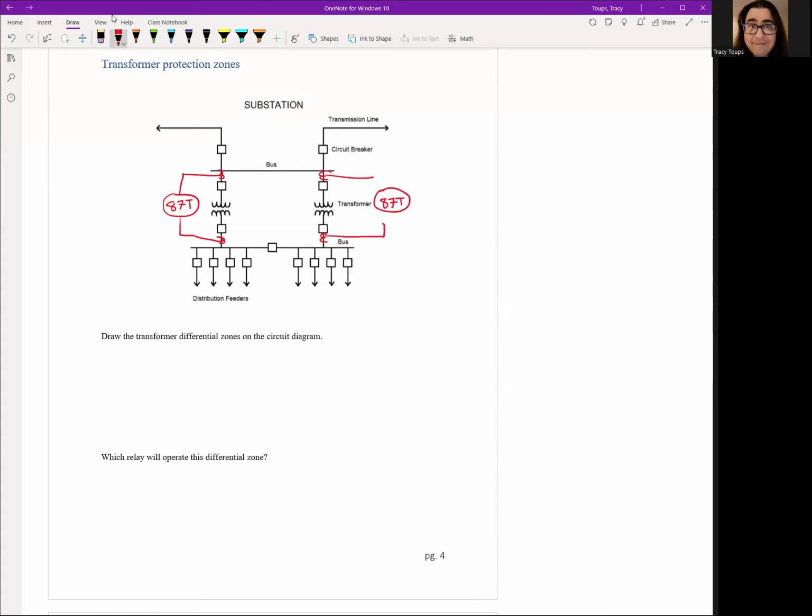So if you notice, for this particular setup, we're going to need two differential relays, one for each transformer. Okay, so say one 87T per transformer. And then which relay will operate as a differential zone? Kind of gave it away right here, but we'll say 87T. This is a differential relay.